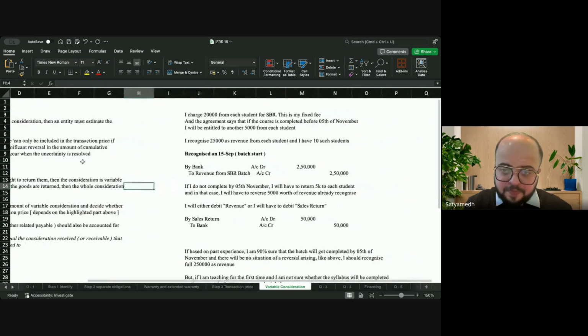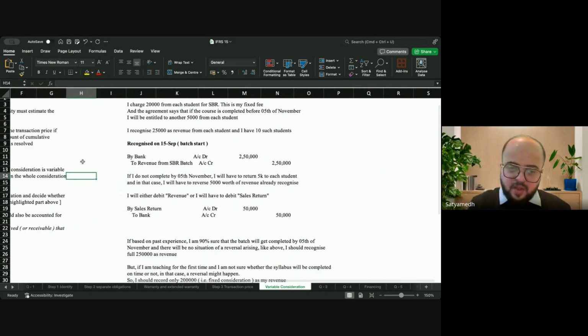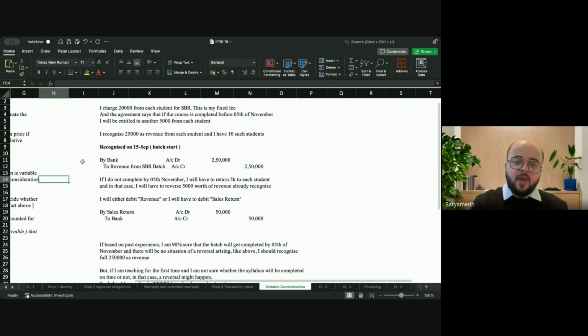With that in mind, I would want us to go through this example once. This is a similar example, but created for the coaching business. So I charge 20,000 from each student for SBR. SBR is a paper. This is my fixed fee. And my agreement says that if the course is completed before 5th of November, I will be entitled to another 5,000 from each student. I recognize 25,000 as revenue from each student, and I have 10 such students.